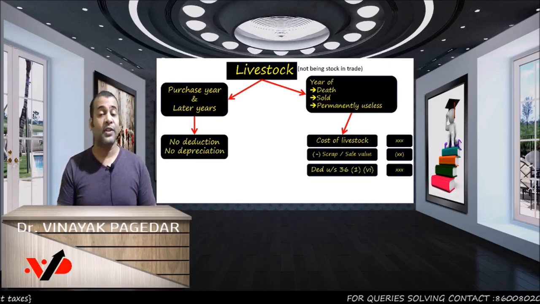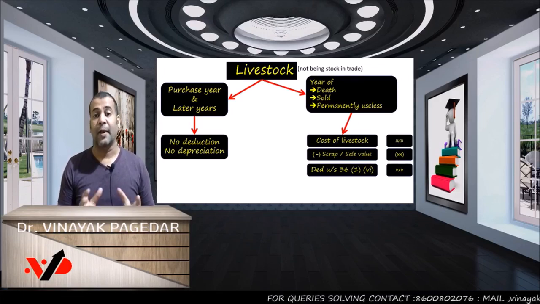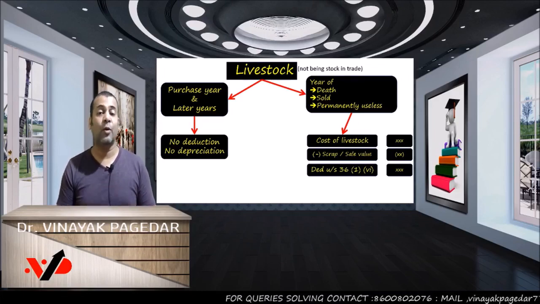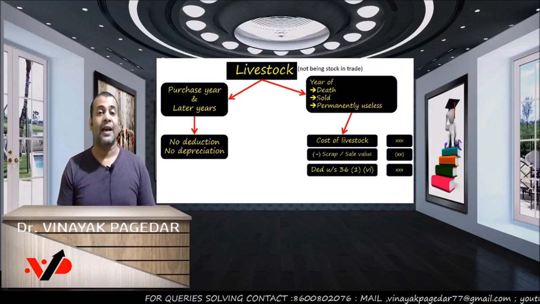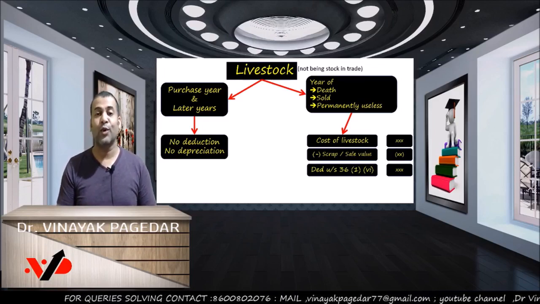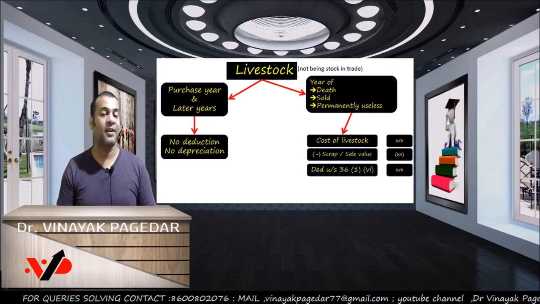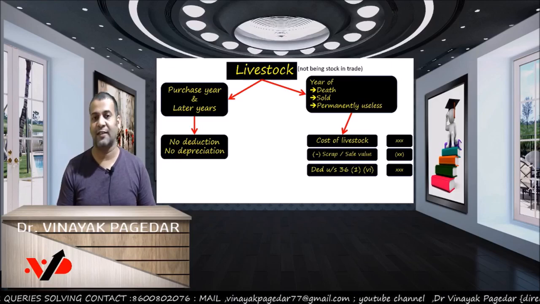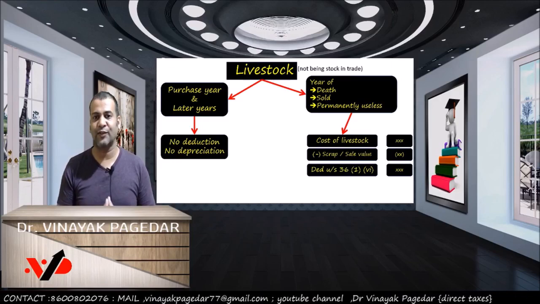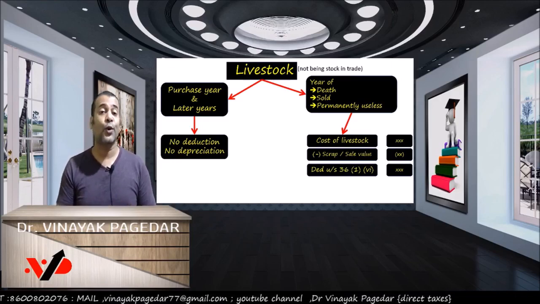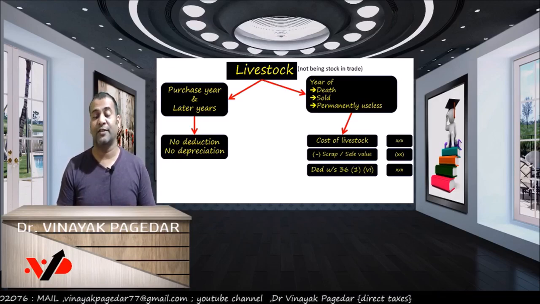For those livestock which are fixed assets, the answer is no. Remember, the livestock which you are using in your business as a fixed asset is a capital asset, and if the sale price exceeds the cost, then you will have to go into the computation of capital gains. That's the answer. So, if the sale price exceeds the cost of the fixed asset, livestock being a fixed asset, then you've got to go into a capital gains computation.